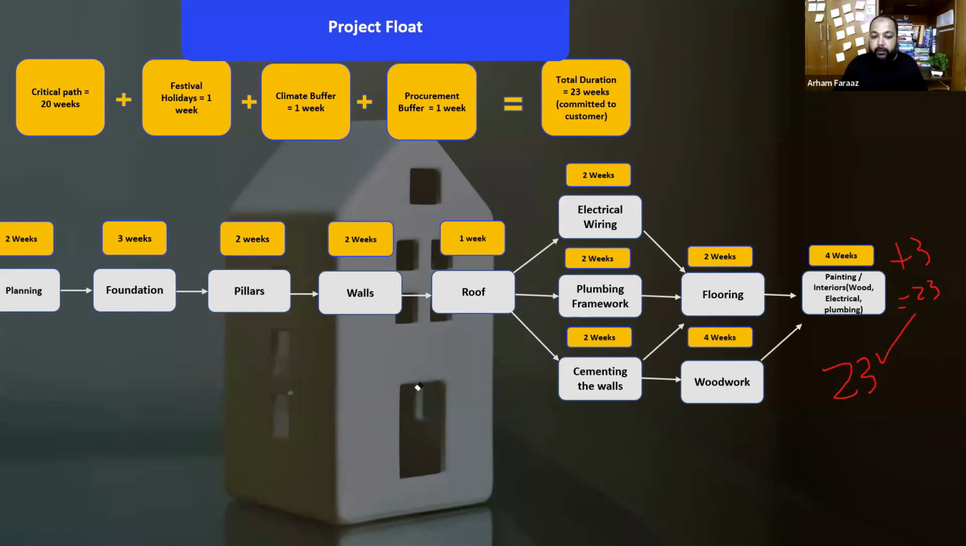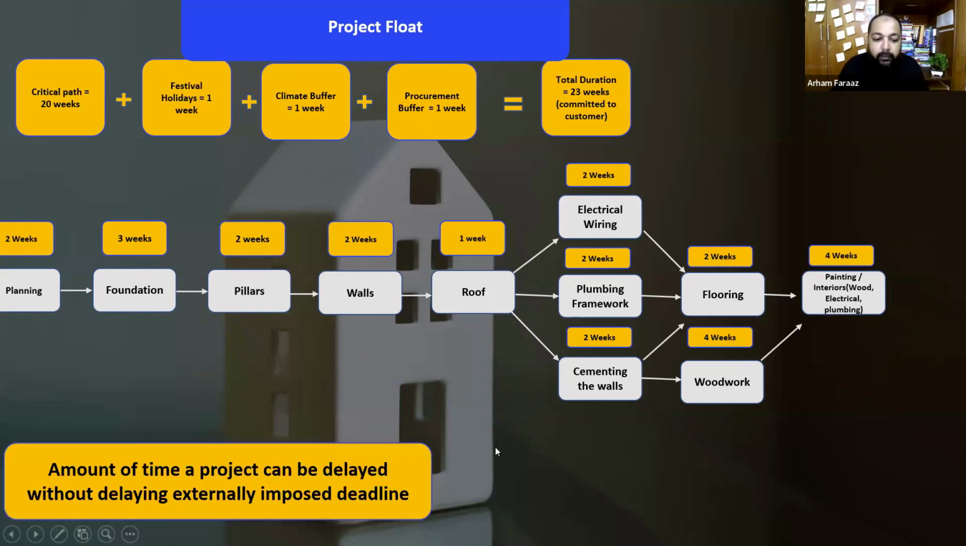Great. Now let's go ahead and see a little bit more on the schedule. The amount of time a project can be delayed without missing the external imposed deadline: you don't want to go beyond 23 weeks, but you want to finish the project in 20 weeks and use the 3 weeks of buffer to close on any other activities.